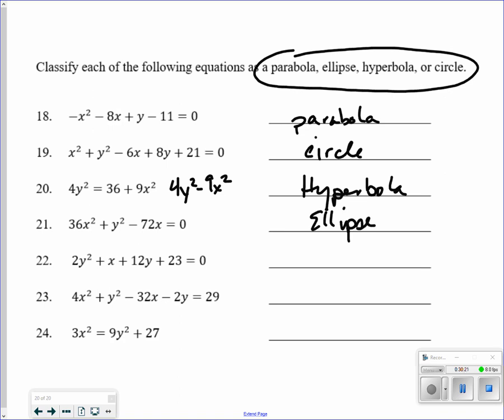Second one has a y squared, but it does not have an x squared, which makes it a parabola. An x squared and a y squared, but different coefficients. And the last one, if I put the x squared and the y squared on the same side, I'd have a hyperbola.